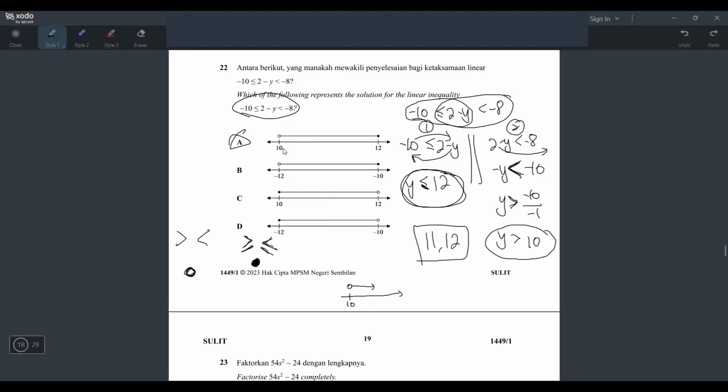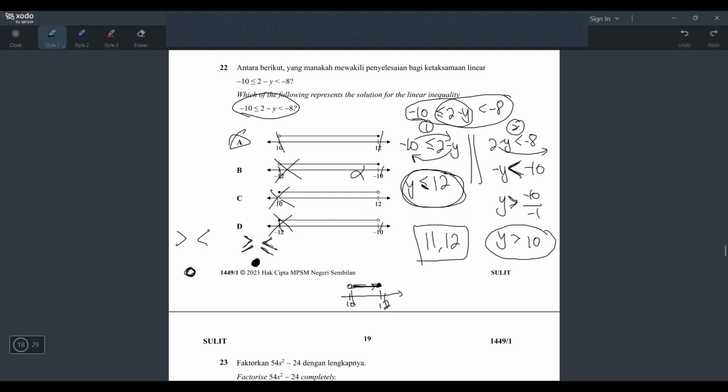Because it has to be bigger than 10. That's why this is wrong. This is wrong, and this one is also wrong, because it's negative 10, negative 12, right? So the answer is A. But let me explain a bit why smaller than or equal to 12. When you reach 12, you have to color the dot. It means this line is actually between 10 and 12, right? This one is negative 12, negative 10, that's why it's wrong. This one is also not 10 and 12. So it's just A.